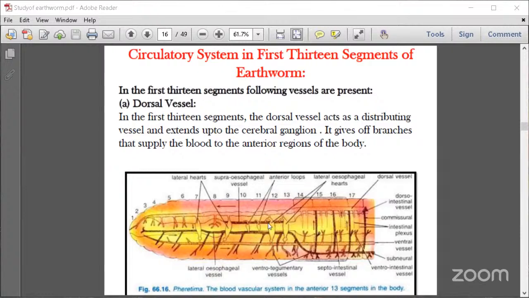Here is the model picture of the circulatory system. The circulatory system in the first 13 segments of the earthworm contains a dorsal vessel. In the first 13 segments, the dorsal vessel acts as a distributing vessel and extends up to the cerebral ganglion. It gives off branches that supply the blood to the anterior regions of the body.